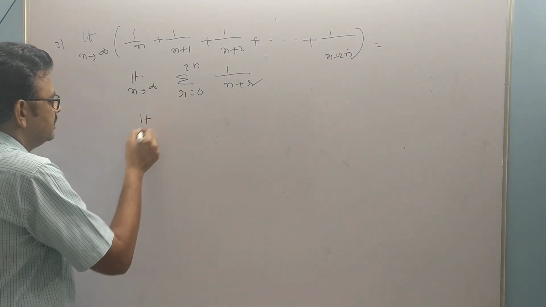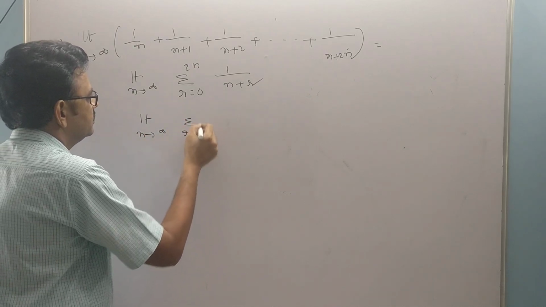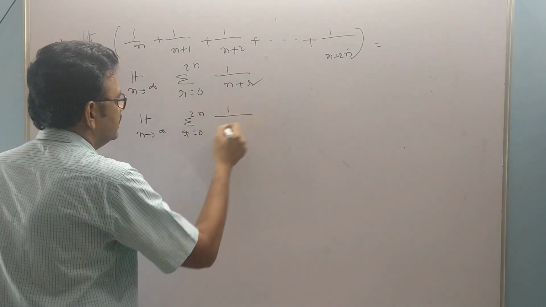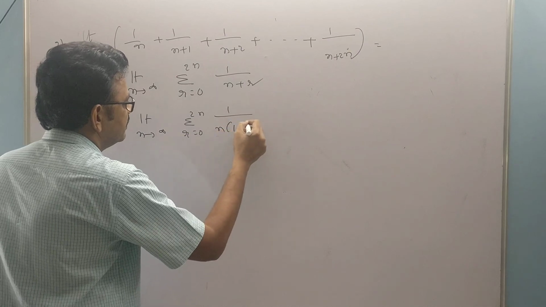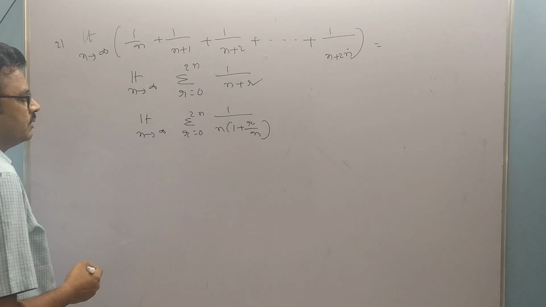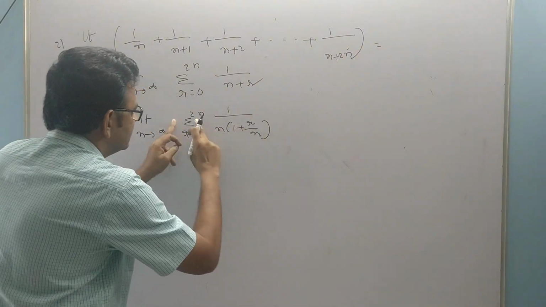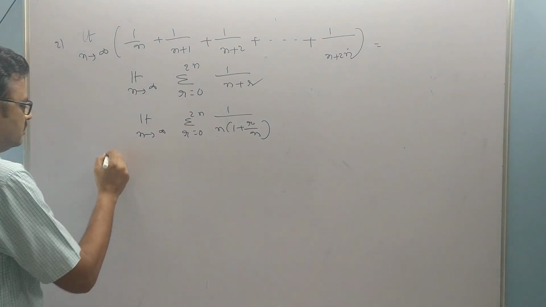That is the limit of n tends to infinity sigma r equal to 0 to 2n. Taking 1 by n common, 1 by n times 1 plus r by n. 1 by n becomes dx, r by n is x, and sigma is integral. Now we have to find the limits.